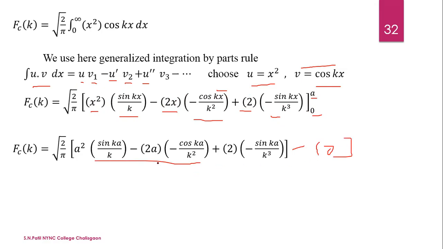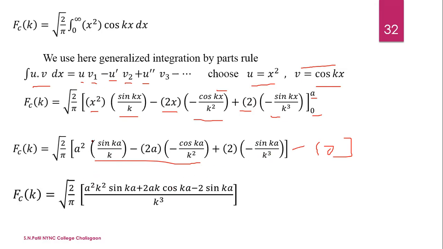Now simplify. Here the denominators are k, k square, k raised to 3. That is, the LCM is k raised to 3. So multiply and divide here by k square, here by k, here by 1. Then throughout the denominator is k cube. Then take the addition of the numerators. See here k square, here k, here 1. Then here a square into k square. Here minus minus plus 2a, multiplied here by k. And this is a minus sign, minus 2a sine of k a divided by k cube.